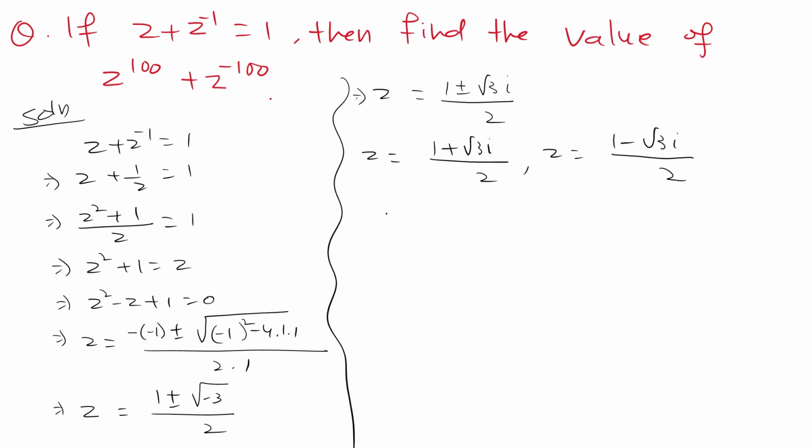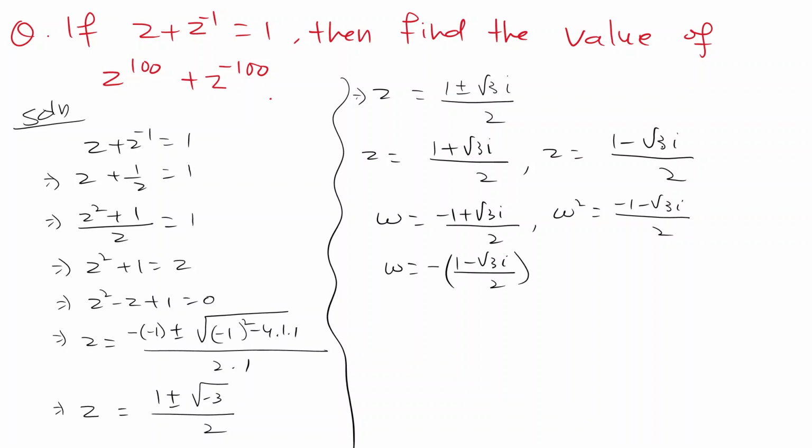Now let us recall the value of omega. So omega is minus 1 plus root 3 iota by 2, right? And omega square is what? Omega square is minus 1 minus root 3 iota by 2. This is omega square. So now when you take minus common here, this is minus of 1 plus root 3 iota by 2, right? And this is nothing but this z1.